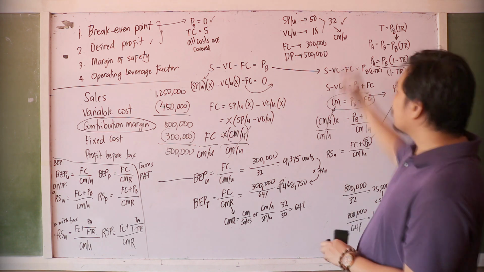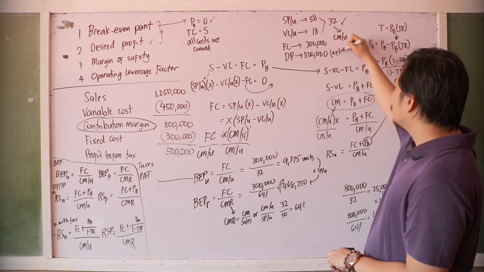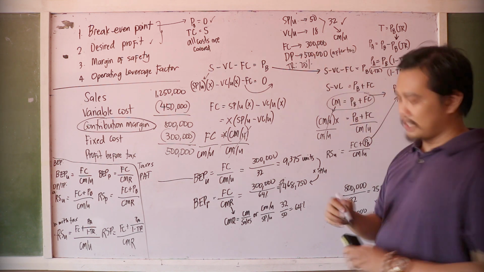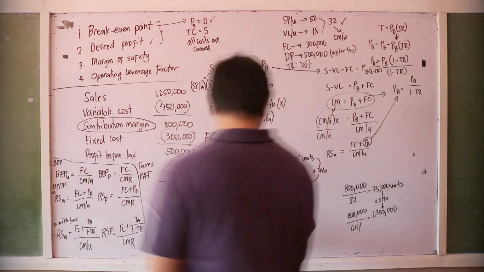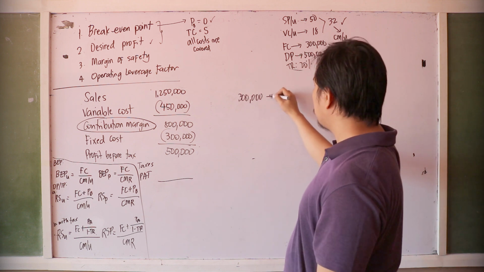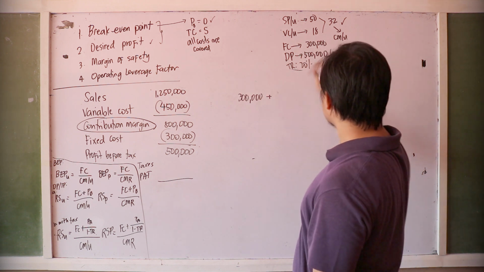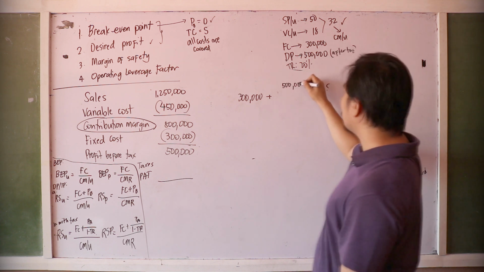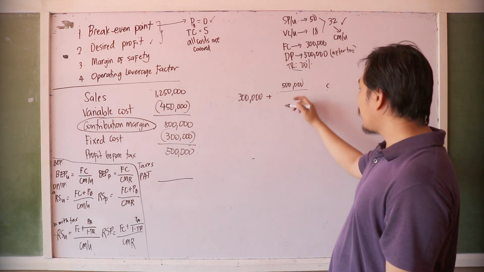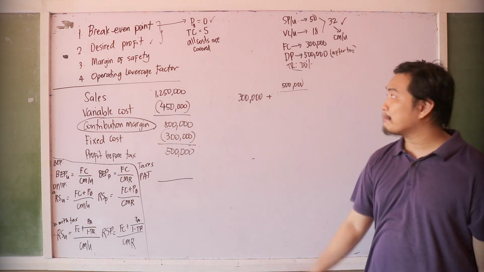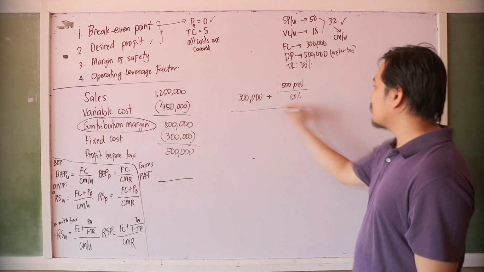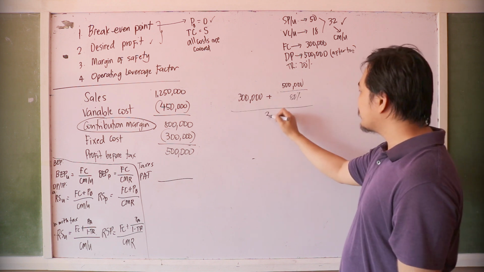Subukan natin, what if itong 500,000 na ito after tax yan? And assuming that your tax rate is 20%. Fixed cost, 300,000 plus profit after tax which is 500,000 kasi nga in-assume na natin after tax profit na siya. All over 1 minus TR or 100% minus your tax rate. 100% minus 20% is 80%. All over your contribution margin per unit na 32.